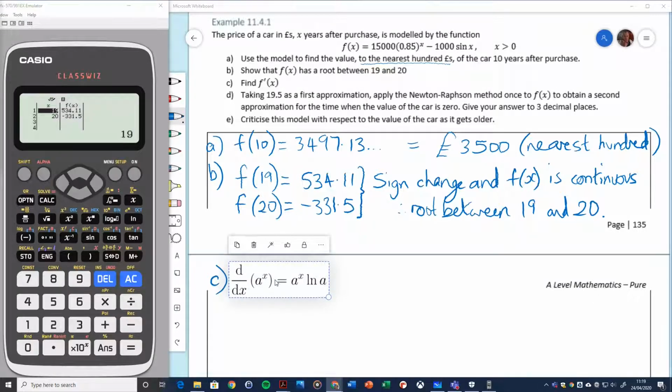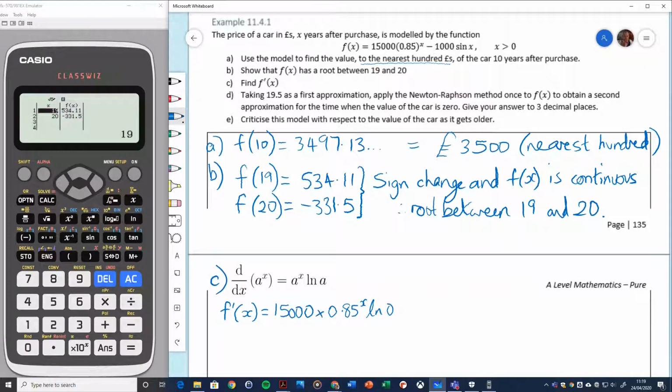For part C, I'm going to need to use the standard result from the differentiation chapter. So using this, we get the first derivative of f is 15,000 multiplied by... now to differentiate 0.85 to the power x, I'm going to use this result. So it's 0.85 to the power x times the natural logarithm of 0.85. And then differentiating, take away 1000 sine x becomes take away 1000 cos x.